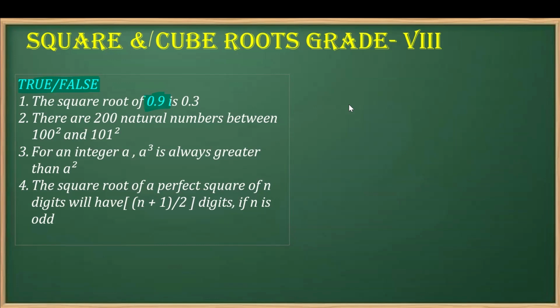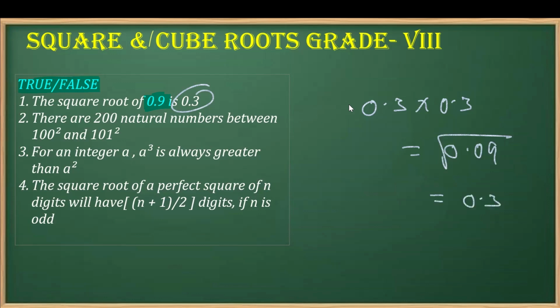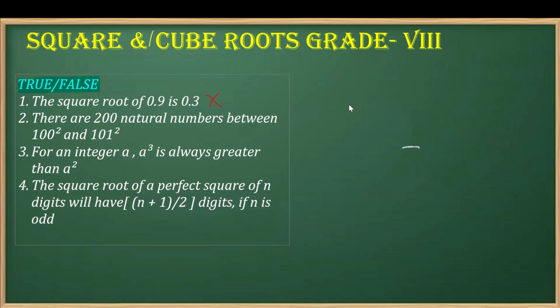And then the other way you can also do, you can just reverse it. 0.3 into 0.3 is how much? 0.09, right? So therefore the square root of 0.09 is equal to 0.3 and not 0.9. So the first one is incorrect. That's wrong. Now looking for the next one.